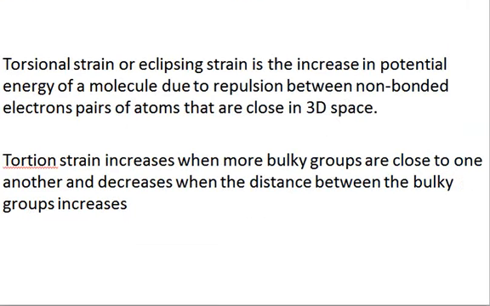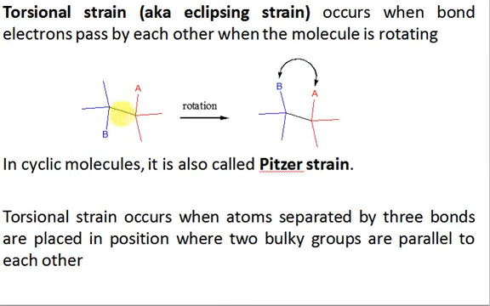Right, so torsion strain, or eclipsing strain, is the increase in potential energy due to repulsion between non-bonded electron pairs of atoms that are close together in space. So why are we saying non-bonding? Because the electrons of carbon B and carbon A are not bonded to each other, but when these two bonds become parallel to each other, the electrons in here and the electrons in here are repelling each other.